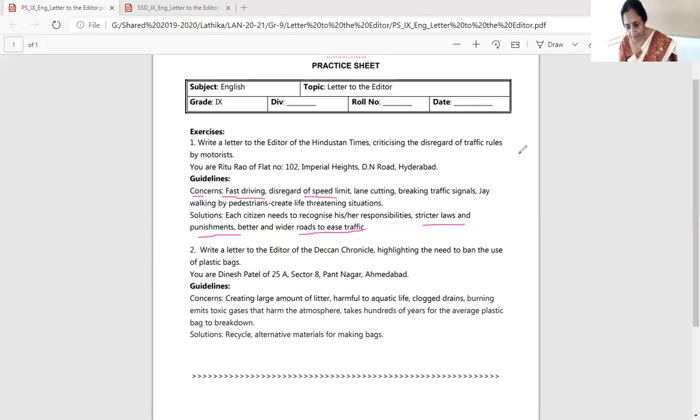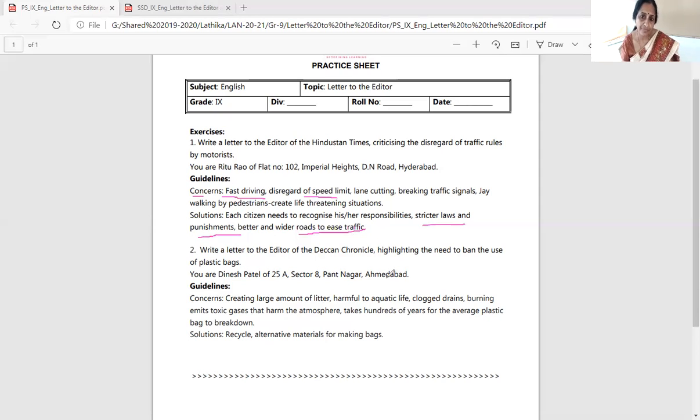We have another letter here. Okay, there's a letter to the editor of the Deccan Chronicle, another newspaper. And here their topic is to ban the use of plastic bags. So again, you can give the problems faced by using plastic bags. What are your suggestions? Okay.